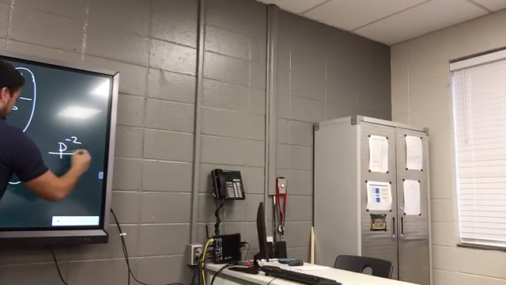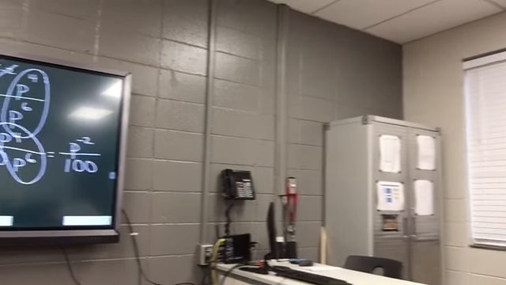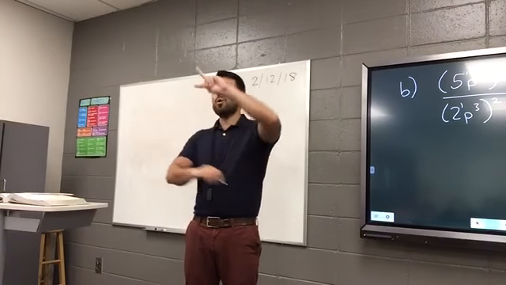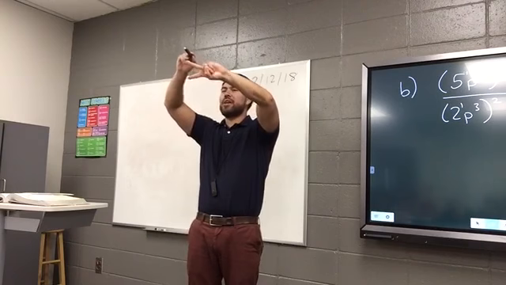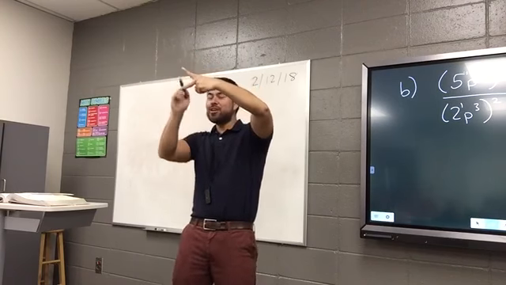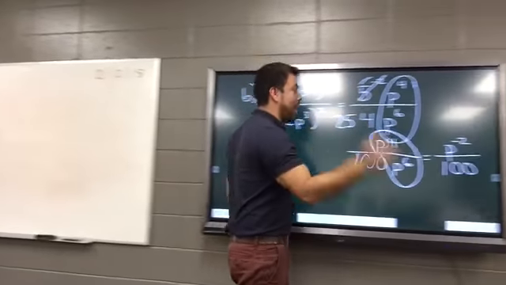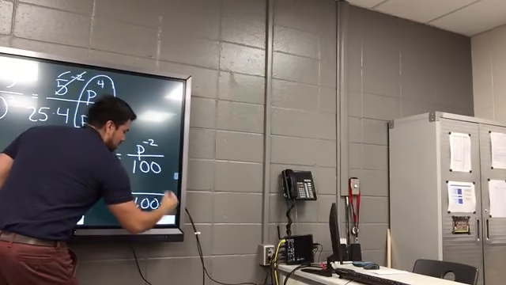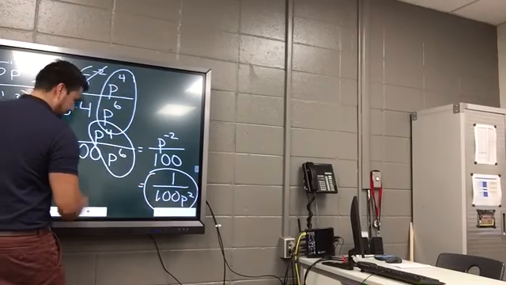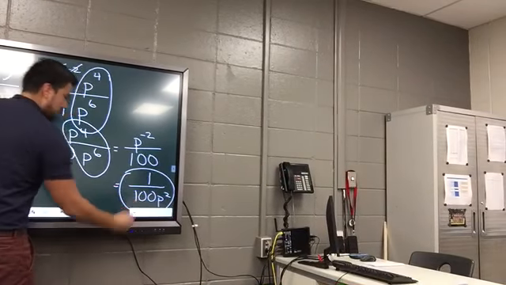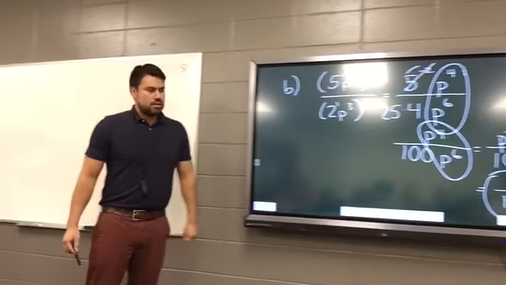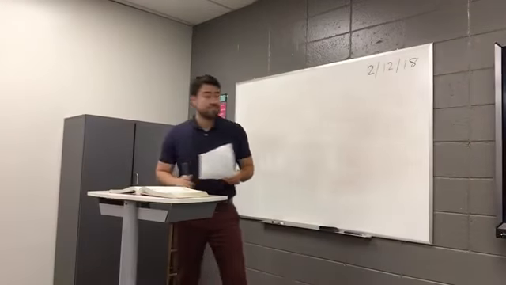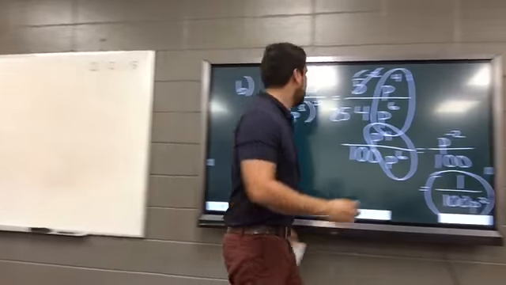P to the negative second over 100. Yeah, because can we keep it P to the negative second? What do we have to do? If it's up here, where does it go now? Denominator, it becomes P to the positive second. Yeah, that's 100. That's complicated. Wait, so that makes a 1. Yes. Yeah, do you see?